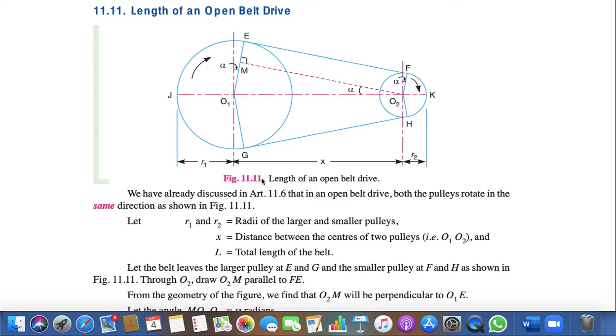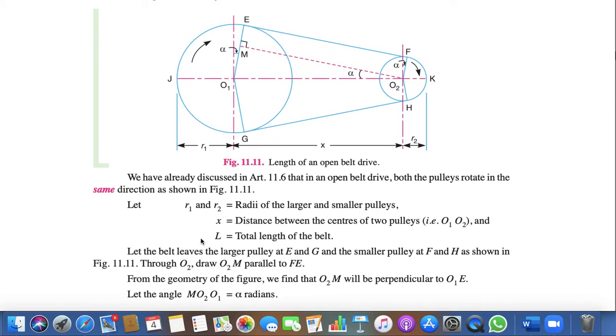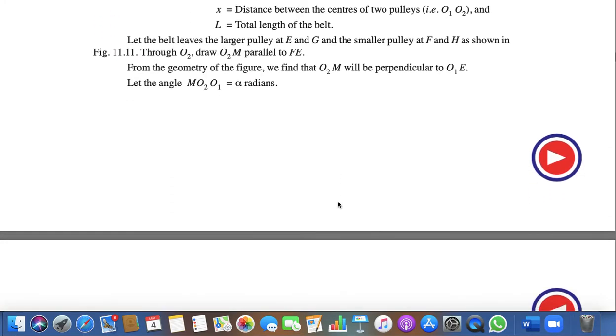Now, let the belt leave the larger pulley at point E, and at the smaller pulley at points F and H, meaning from F it is joining and from H it is leaving. So this is the angle alpha from here and this is the angle alpha here. Okay, got it? And in this triangle M, O2, O1, if you see O2 and O1, this angle is also alpha radian.